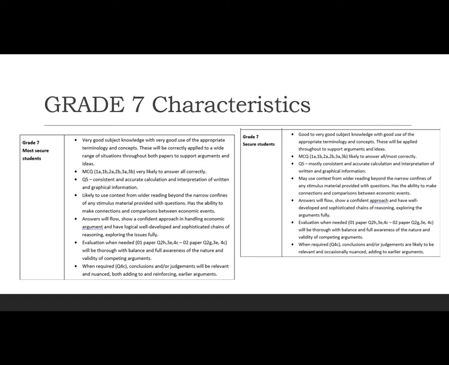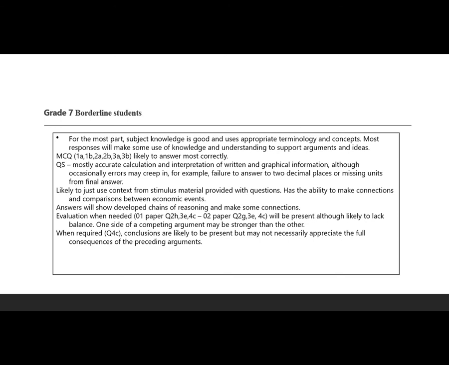The multiple choice questions, you're able to answer them all correctly, you've got good subject knowledge. This is very, very crucial. If you know how to answer the multiple choice questions, you're able to answer the questions in a consistent and accurate way, you are probably going to get a grade 7 or higher. Now, what about if you're a borderline? What if you're at the position where you may not be a grade 7, you may be a grade 6? Well, for the most part, the subject knowledge is good, okay, but multiple choice questions, again, you're likely to answer most correctly.